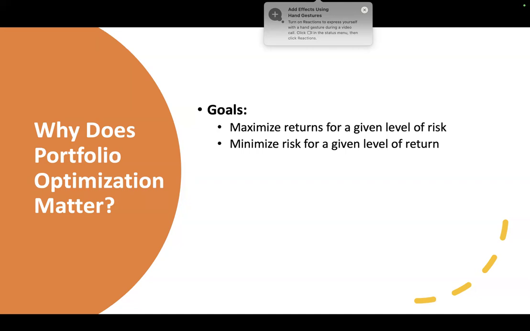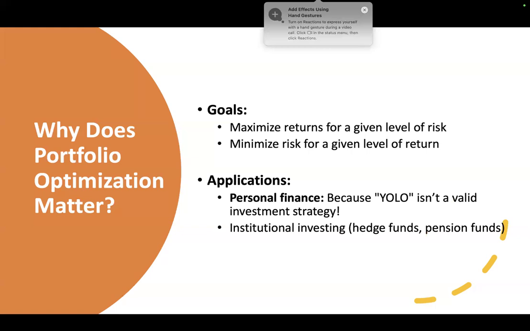Or sometimes they tell you, hey, I just want 10% return, minimize the risk. That's the same thing. So either we want to maximize the return for a given level of risk or minimize risk for a given level of return. It has many applications in different things.